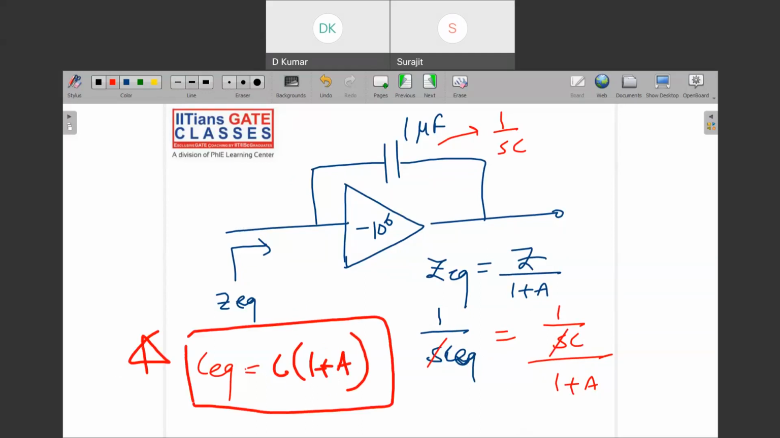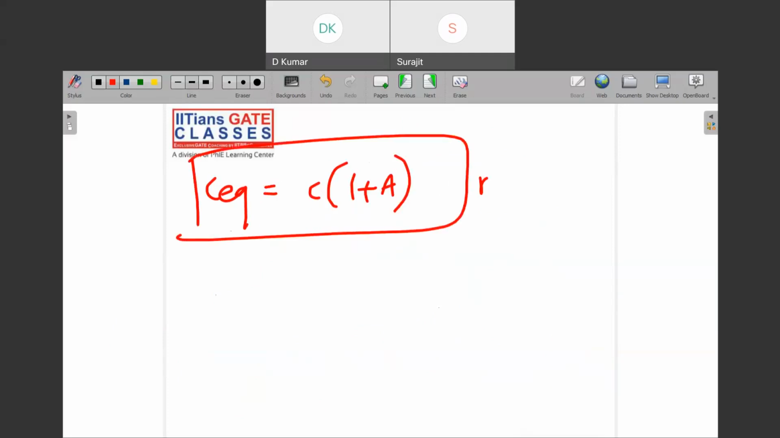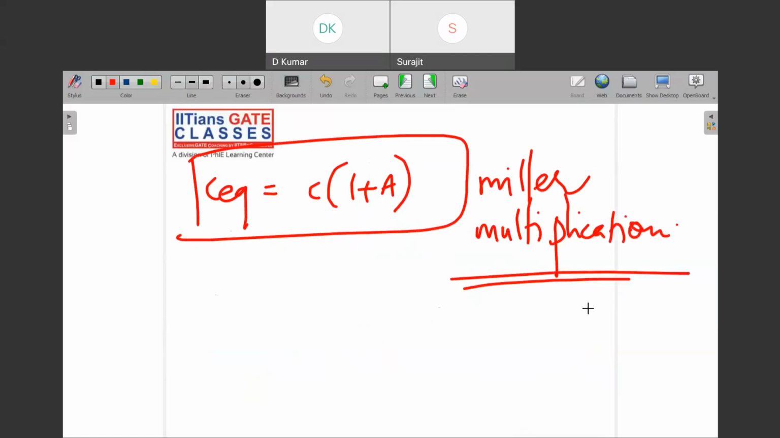So this is what the Miller multiplication of the capacitance is, right? So C equivalent is basically C times 1 plus A. That is known as the Miller multiplication. So you have to keep this in mind. Whenever C is given in the feedback, you can multiply with the A.